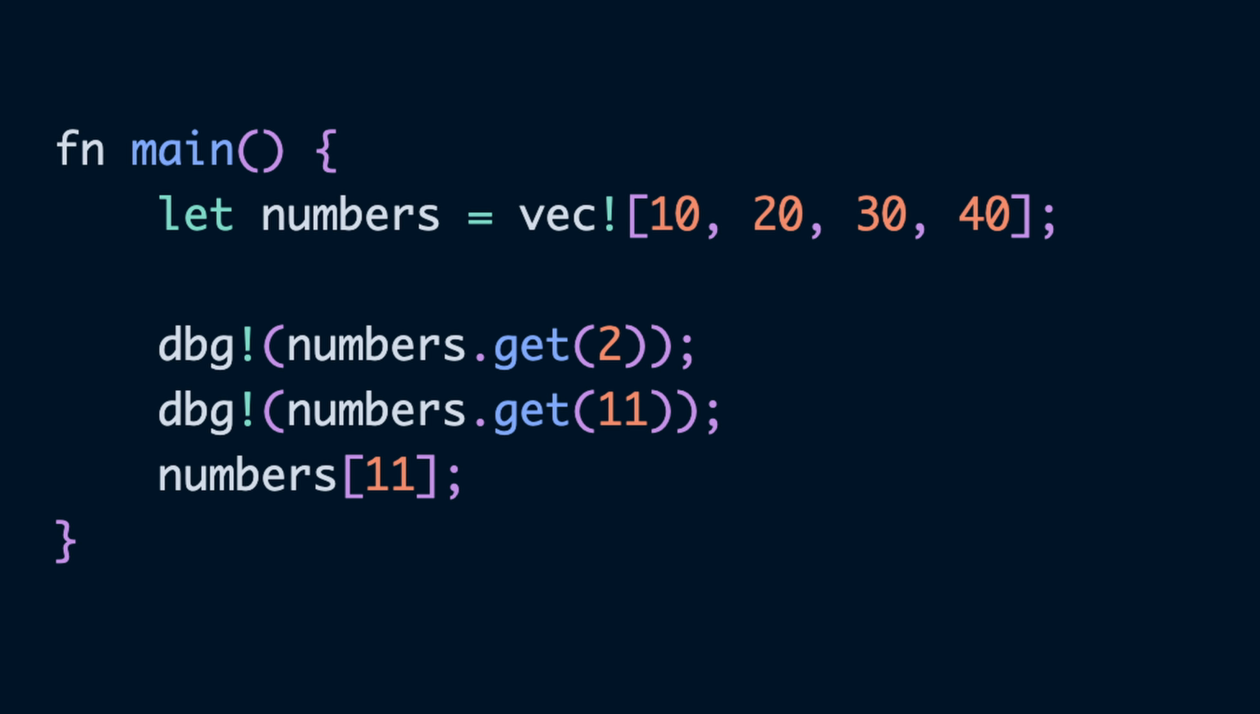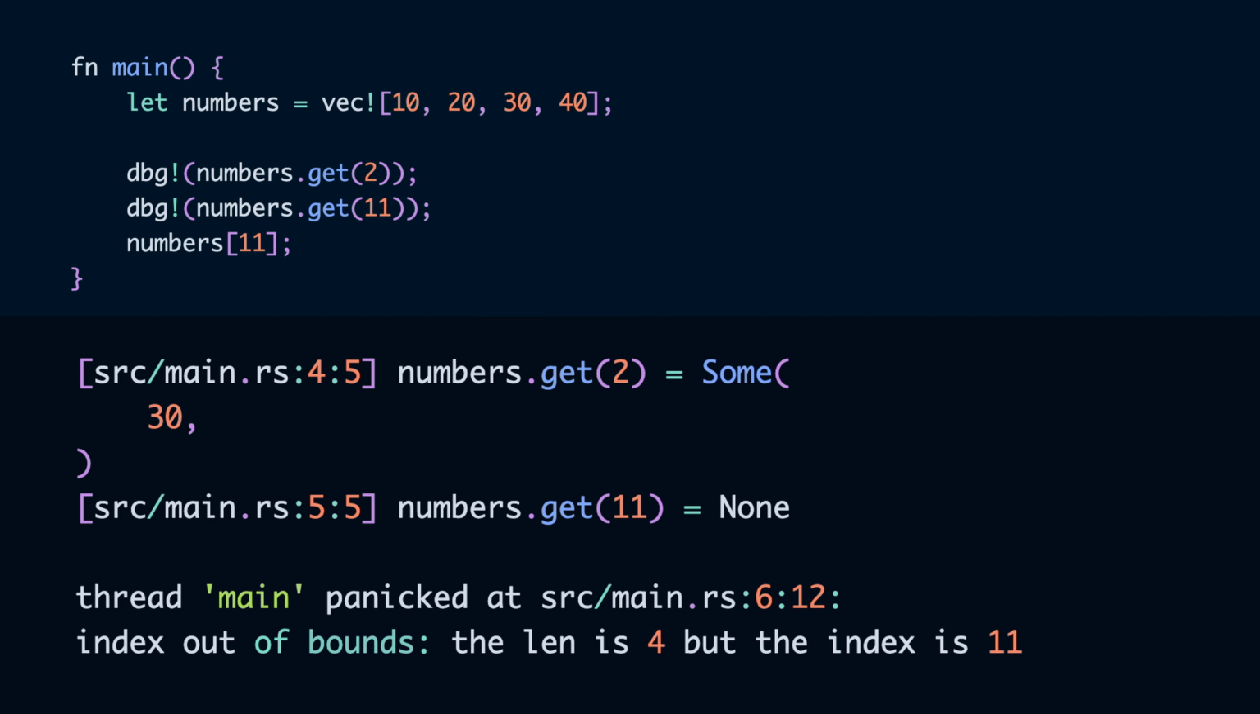In this demonstration, if you do index access on a Vec and you use an index that doesn't exist, the program will panic. There's an alternative function called get that will instead return an Option. This means the resulting value will be Option::Some if successful and Option::None if not successful. The program here prints out two values using get before panicking on the direct index access, which is out of bounds.